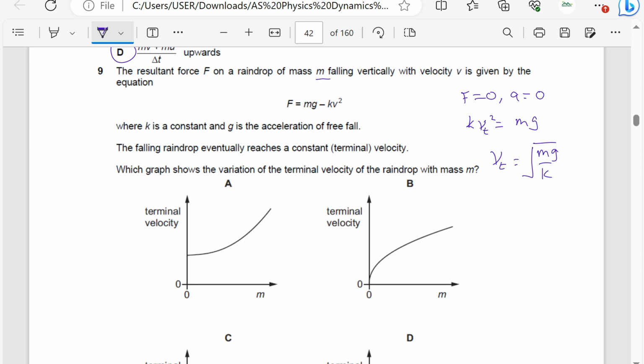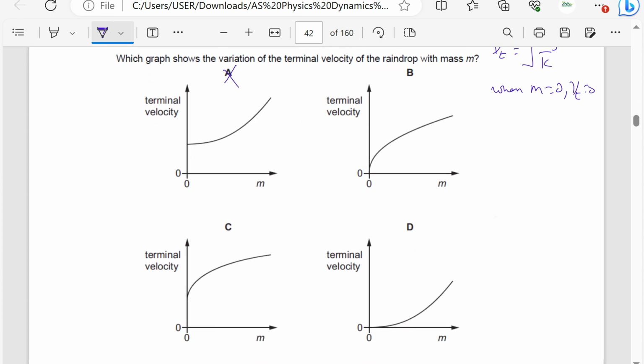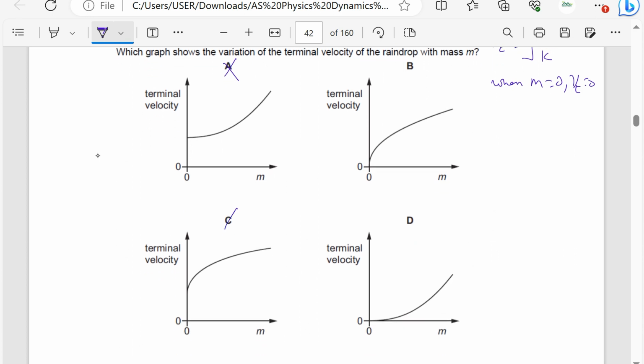It is a graph of terminal velocity against m. So it means when m is 0, v should be 0. When m equals 0, terminal velocity should be 0. So we ignore A because it doesn't start from 0. We also ignore C, it doesn't start from 0, because when m is 0, v should be 0. So we have to choose between B and D because B is initially 0.